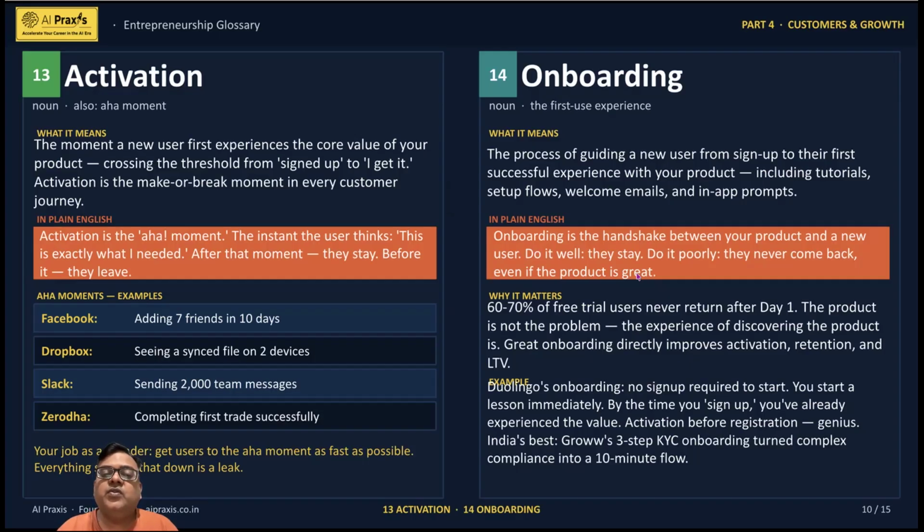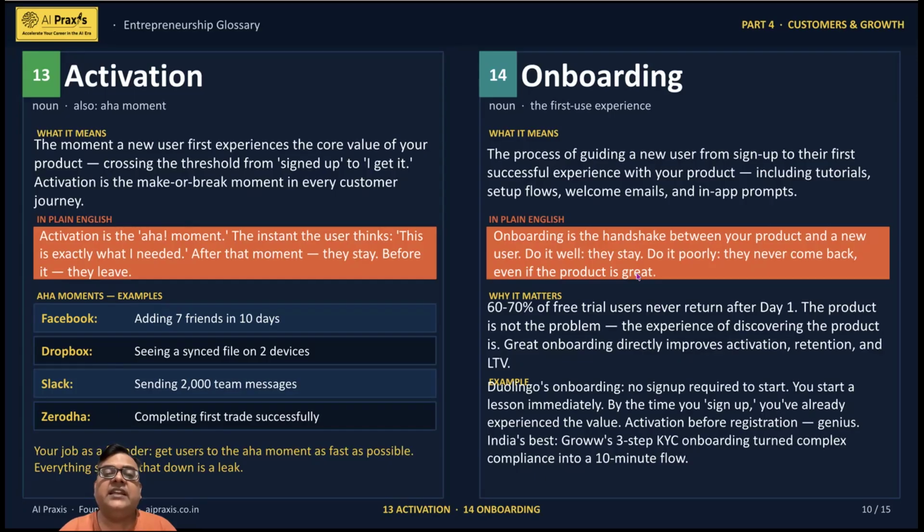Let's move to one of the most critical moments in the entire user journey called activation. Now, activation is defined as the moment when a user first experiences the core value of your product. And that's called the aha moment. The moment when the user thinks, that's exactly what I needed. Now, let's understand the key insight. Before this aha moment, users leave. After this moment, users stay.